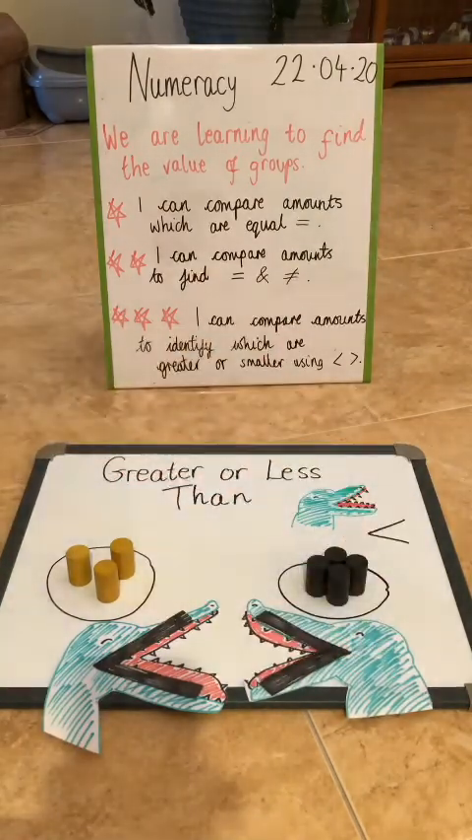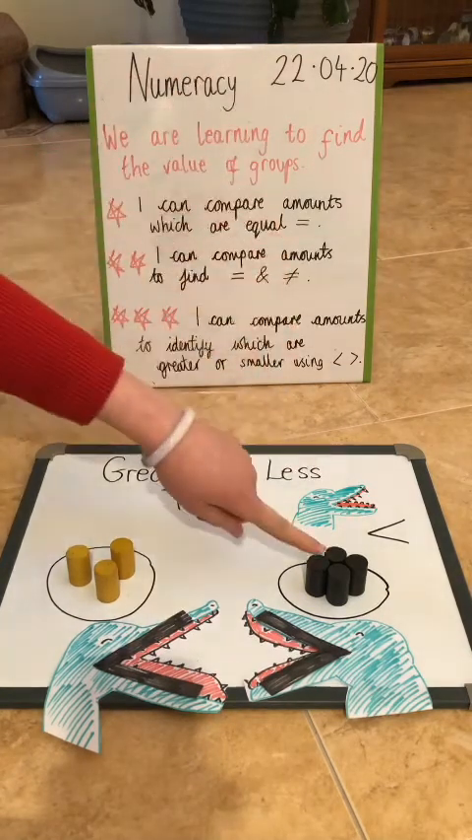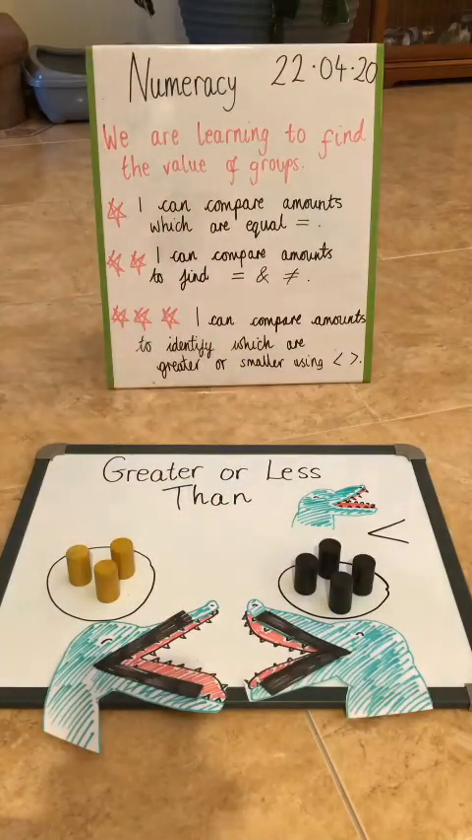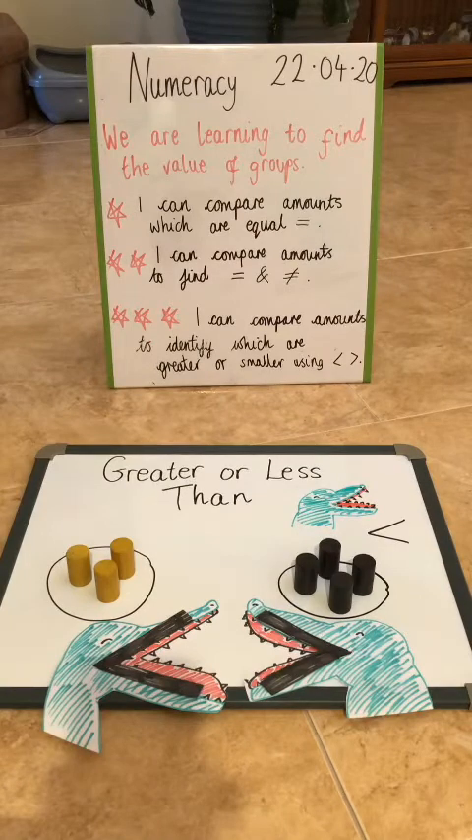Now, remember before I said the crocodile always wants to eat the bigger one, okay? We have got 3 stacking blocks here and 1, 2, 3, 4 stacking blocks there. Which one is the biggest? Which one is greater than? Give you a wee minute to think.